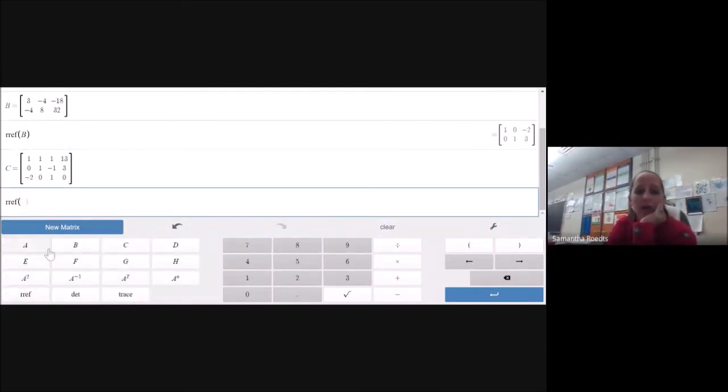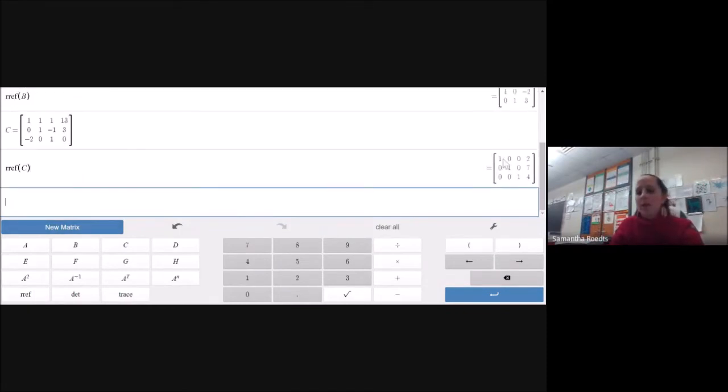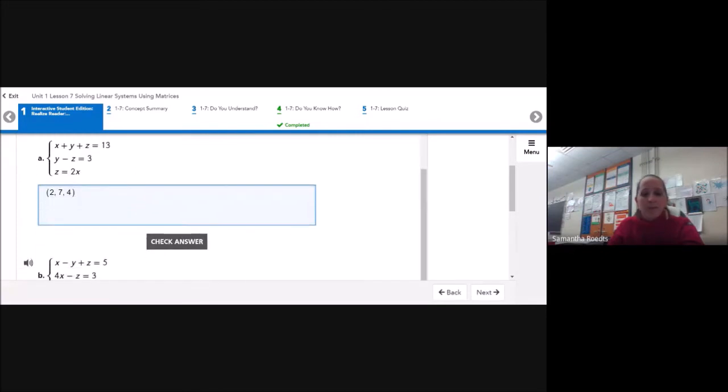I want to do reduced row echelon form for this matrix. When I do that, it gives me x is 2, y is 7, and z equals 4. 2, 7, 4 is going to be my answer. And always double check, 2 plus 7 plus 4 does give me 13. 7 minus 4 does give me 3, and 4 does equal 2 times 2, which is 4.